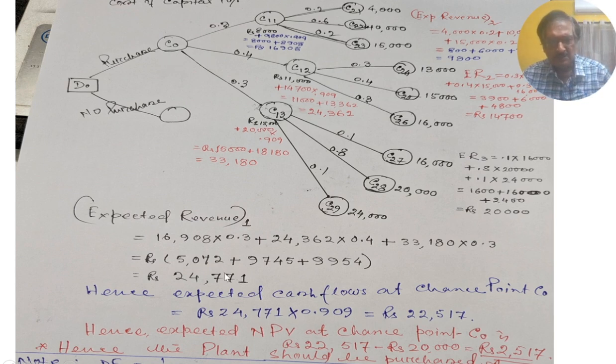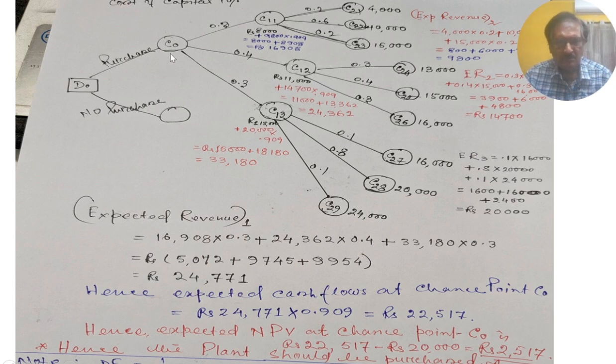Now we have to go back 1 year again to get the initial point where the investment is being made. That's why you have to discount this value to the present value. And how will we do it? That is 24,771 multiplied by 0.909. This is the discount factor for 1 year. To get the present value at this point, that means the initial point, you have to multiply it with 0.909, and the expected cash inflows at this point will be 22,517.